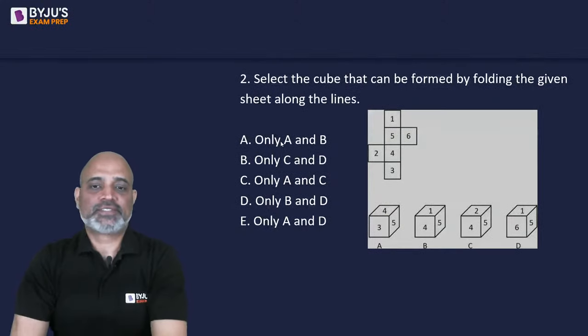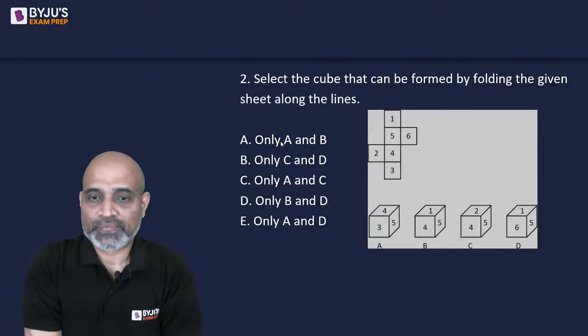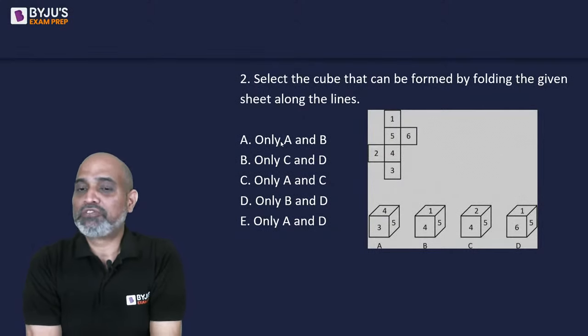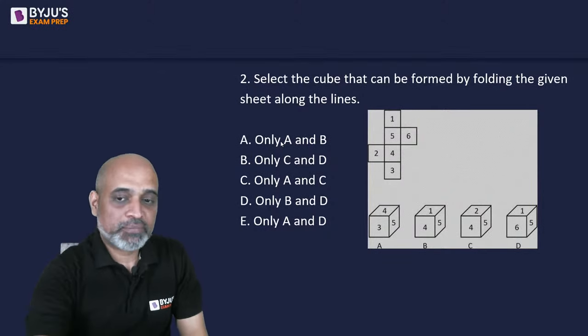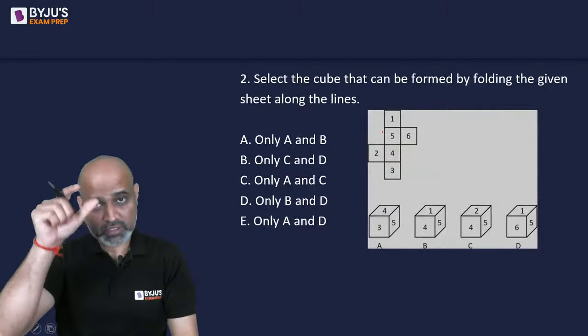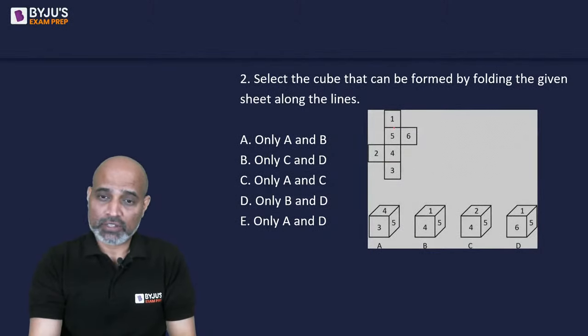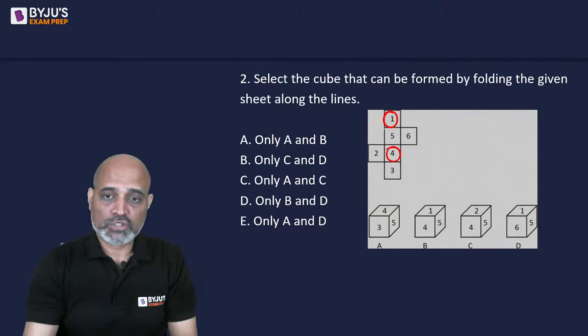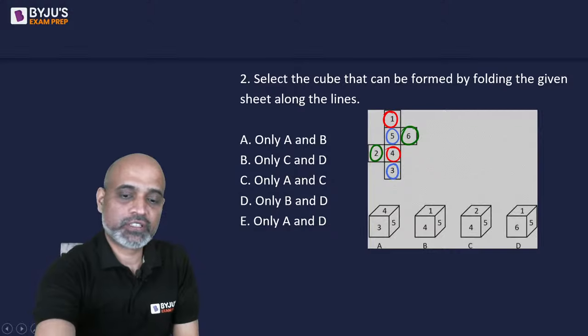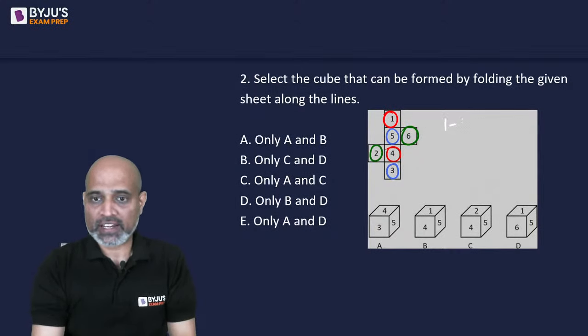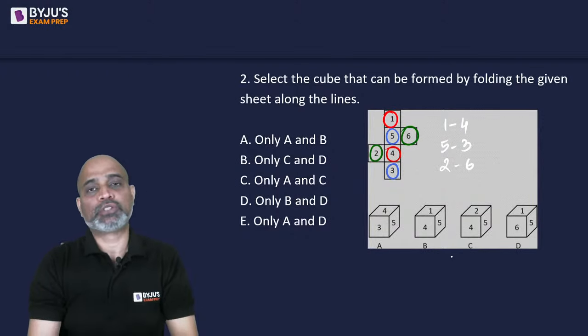You guys answered this. Okay, another question on die. So we need to select the cube that can be formed by folding the given sheet along the lines. Like we have done before, the backbone, the column, the alternate cells are opposite to each other. So 1 and 4 are opposite to each other, 5 and 3 are opposite to each other, and then we have got 2 and 6 opposite to each other.